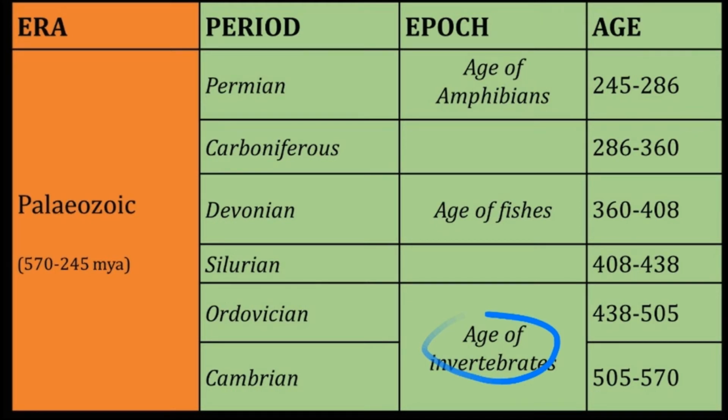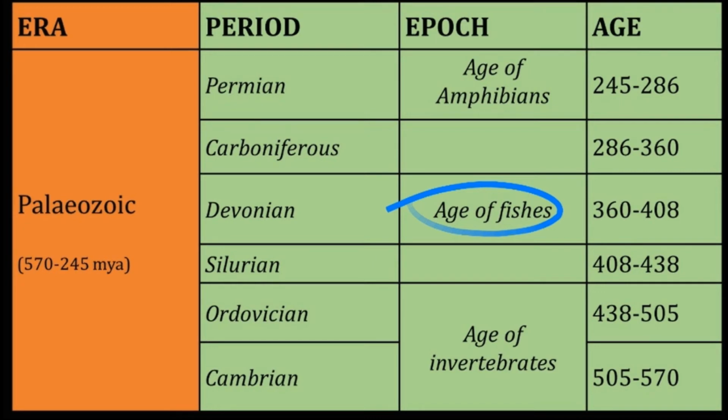Then Silurian and Devonian have an age of 360 to 408, and it is called the age of fishes. A large amount of fishes, cartilaginous fishes, were formed in this period. So that's why the Devonian period is very, very important.